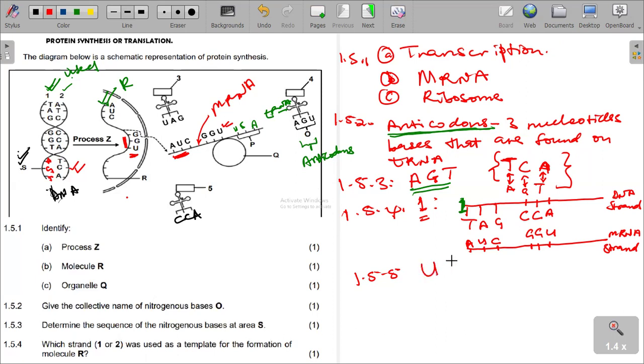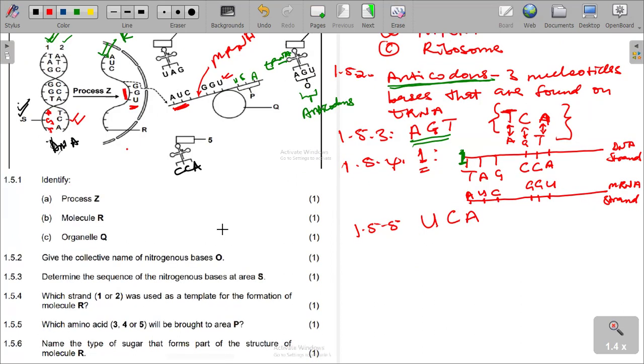This must be UCA. To motivate our answer, so you understand why we say that, the question is asking UCA, AGU, which one must be brought there. Therefore, our answer must be what?